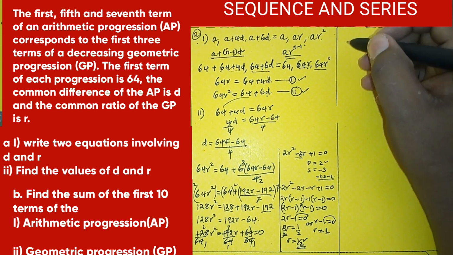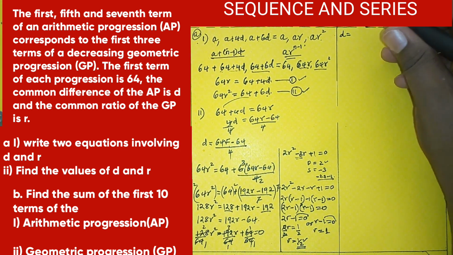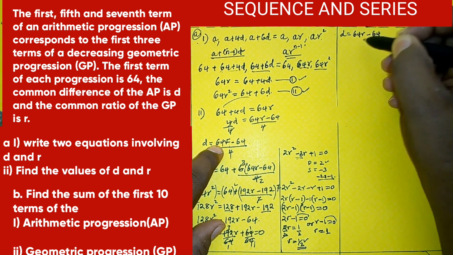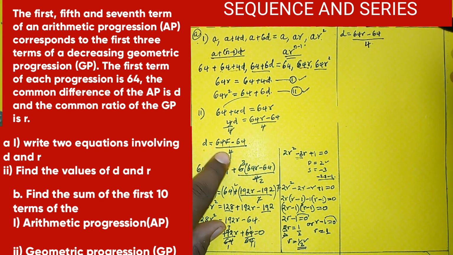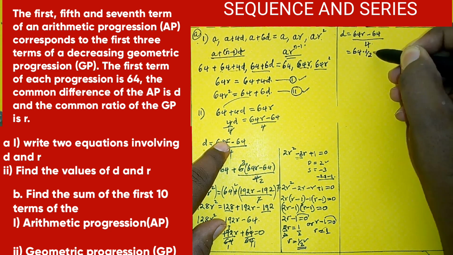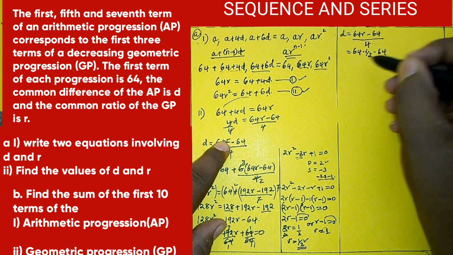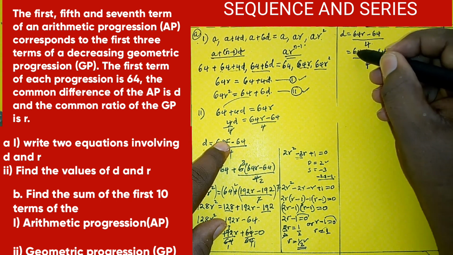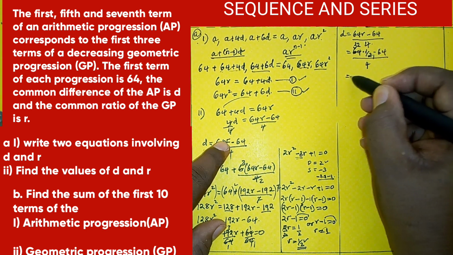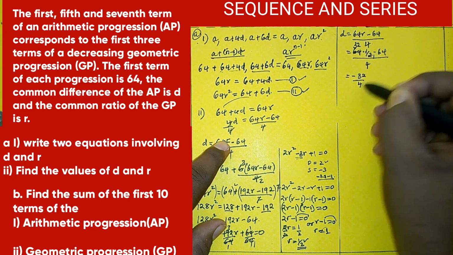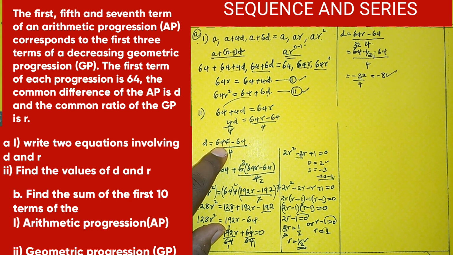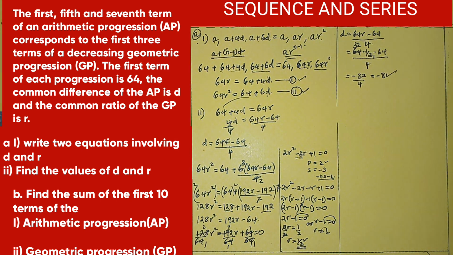If the value of r is a half, what will be the value of d? Remember, we say d equals 64r minus 64 all over 4, okay? But r is a half, so we say 64 times a half minus 64 divided by 4. 2, 1, by 2, that is 32. 32 minus 64, that will be negative 32 divided by 4, which will be negative 8. So that is how you find the value of r and the value of d.